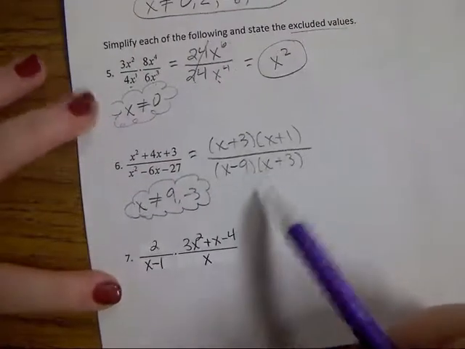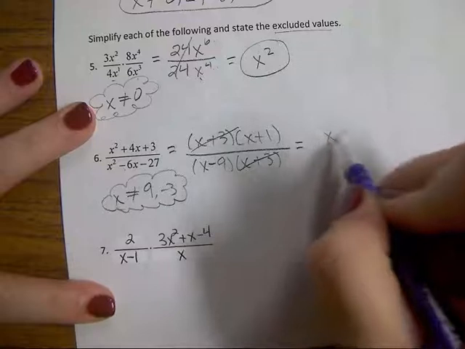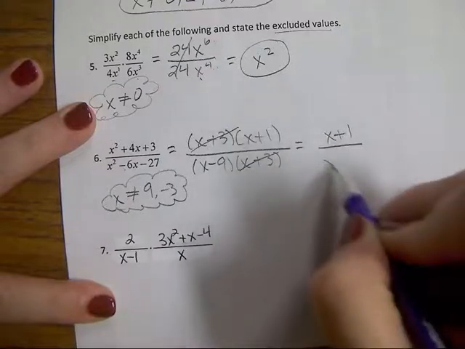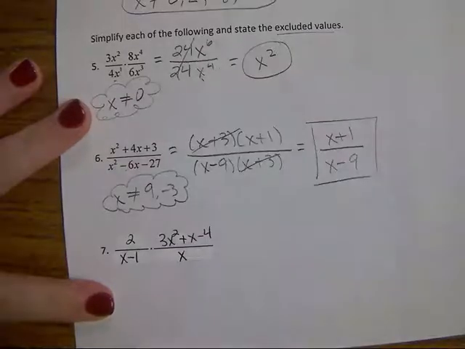All right, now let's simplify. I see that I have an x plus 3 in the numerator and denominator, so those cancel. So we are left with just x plus 1 over x minus 9 as our answer for that.